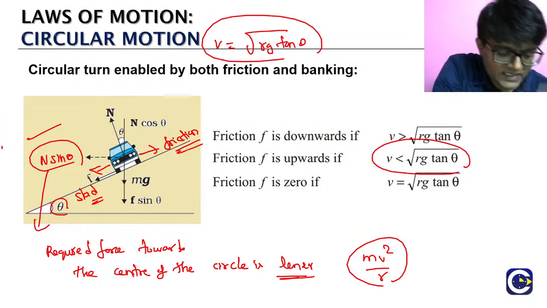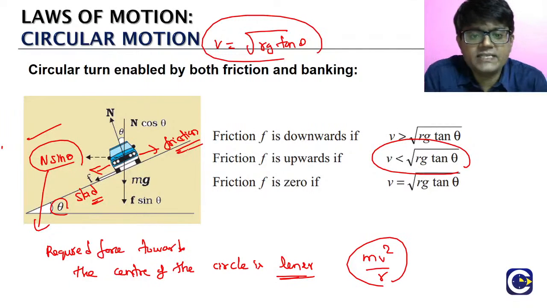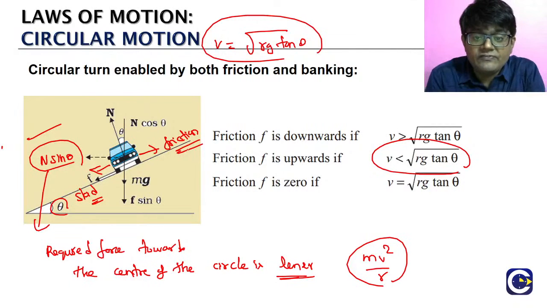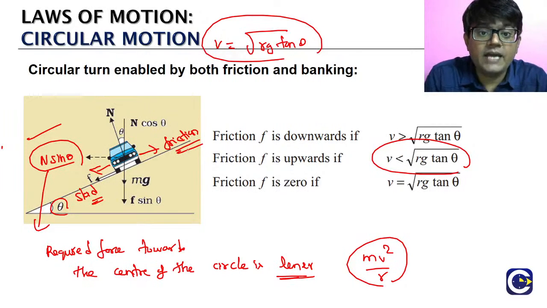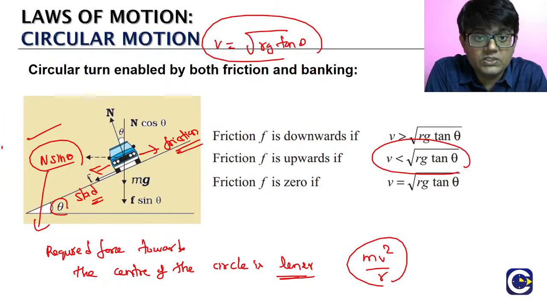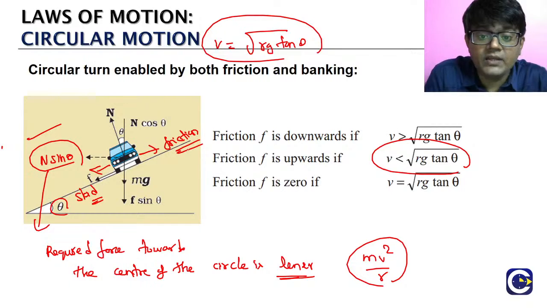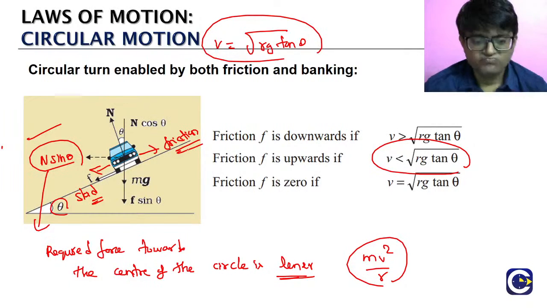But what are we interested in here? If friction is also supporting the centripetal acceleration, what is going to happen? We can have a higher velocity for the vehicle and still go in the circular path, right? So we are interested in knowing the highest speed.